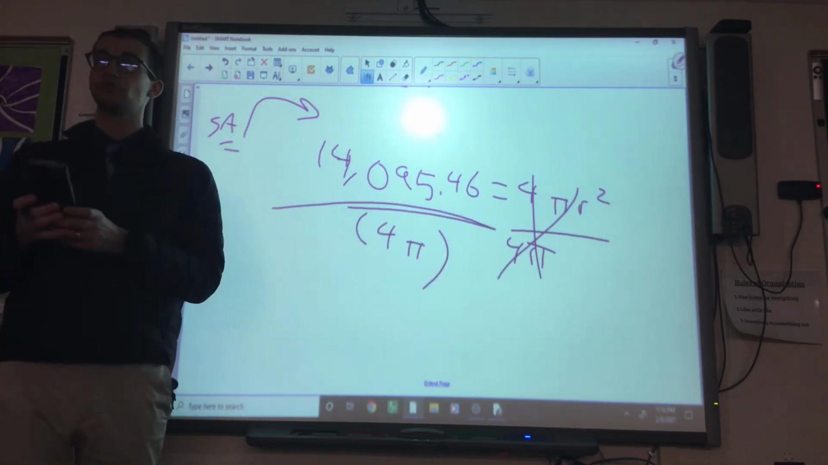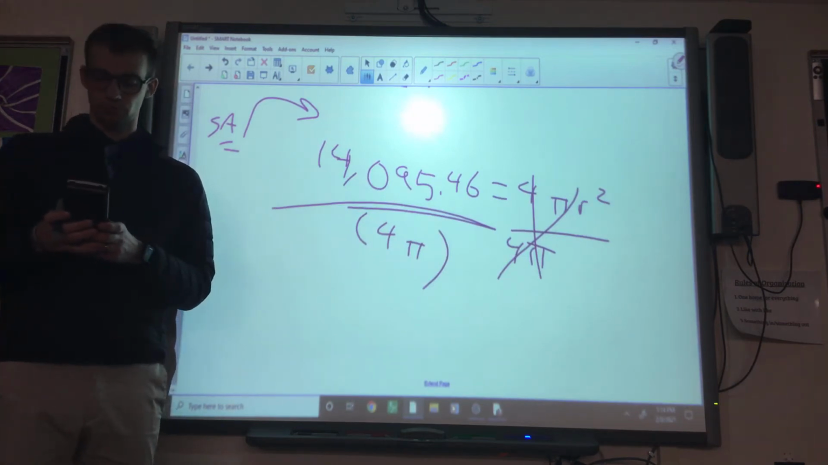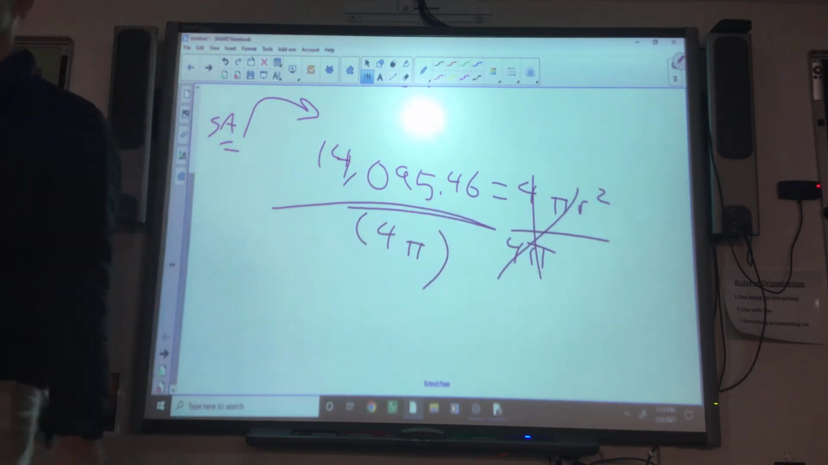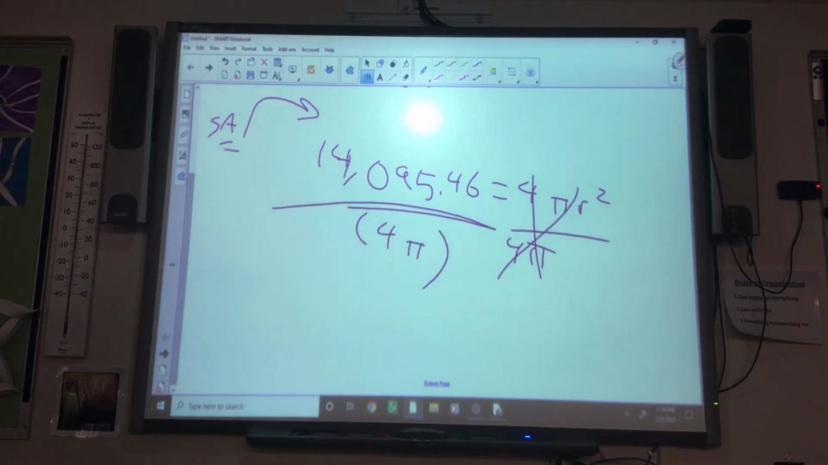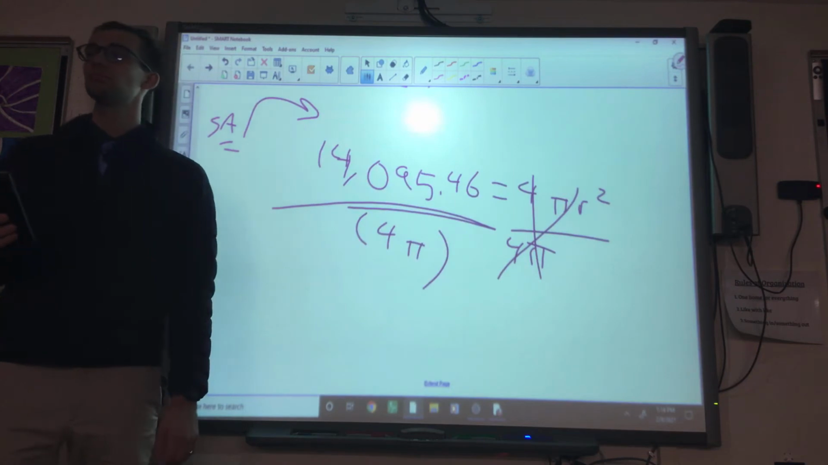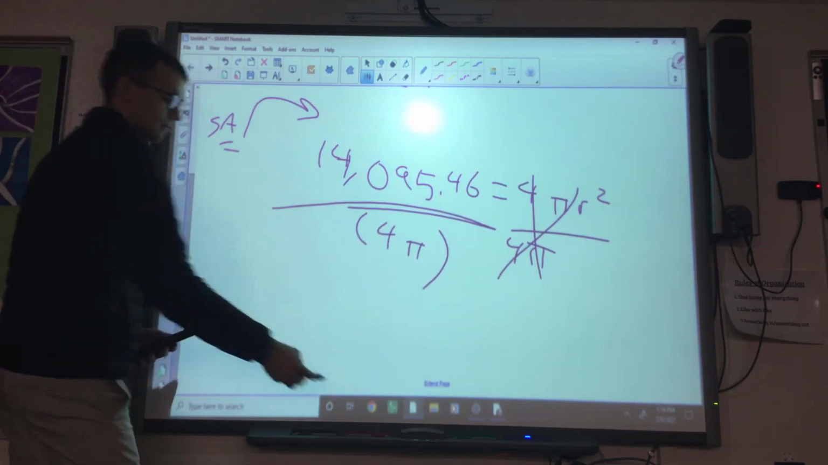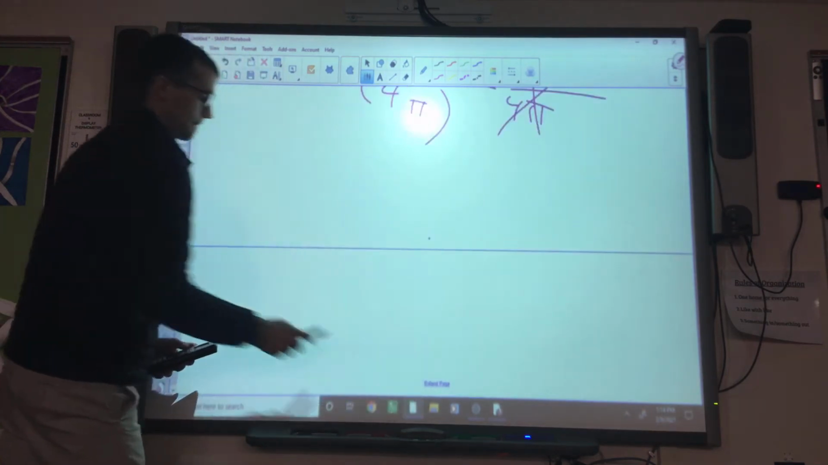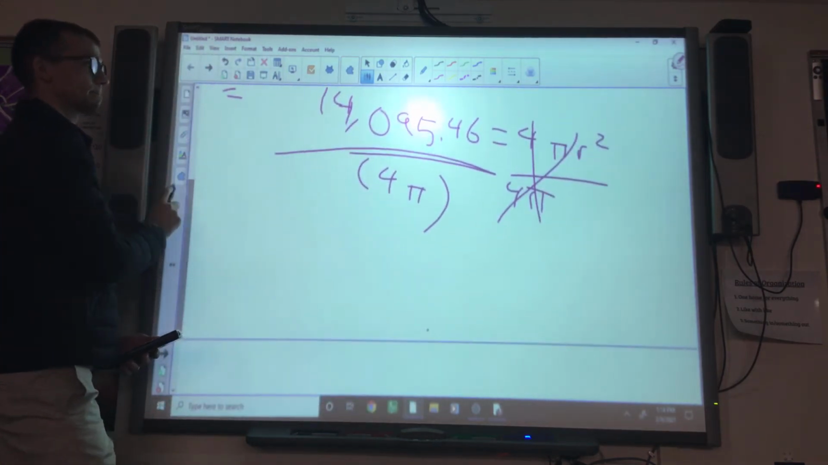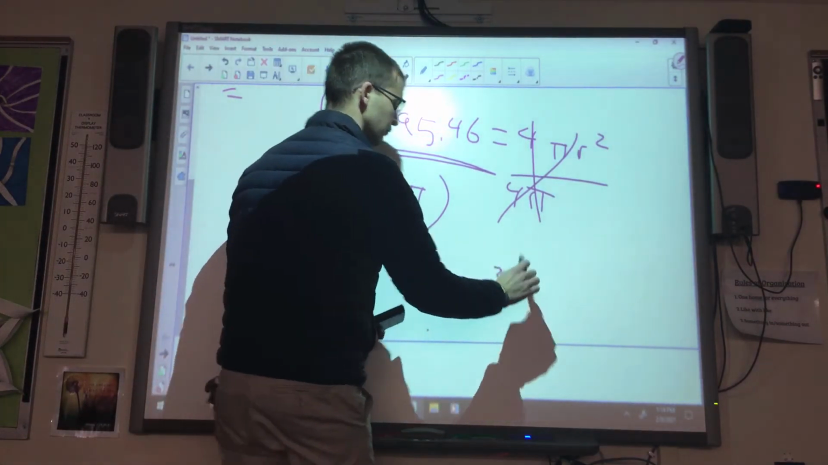Do we use the actual pi symbol in the calculator, or do we use 3.14? Nope, 3.14. Look, your book says to use 3.14 as an approximation for pi. What did you guys get? Not pi, but r squared is what you should get here.